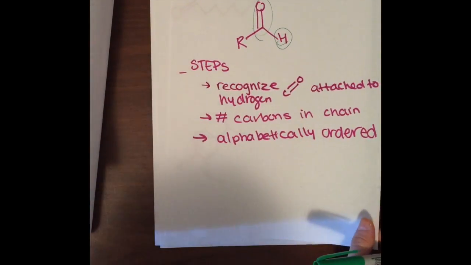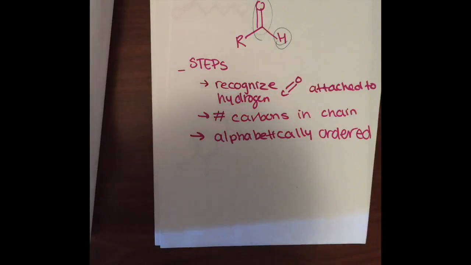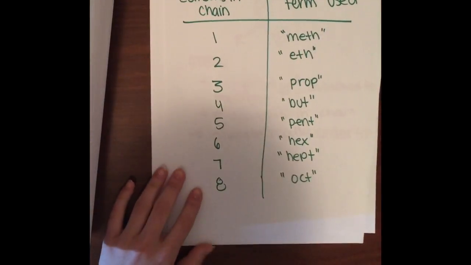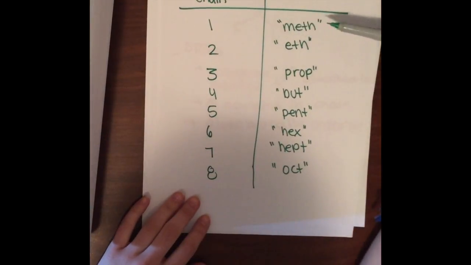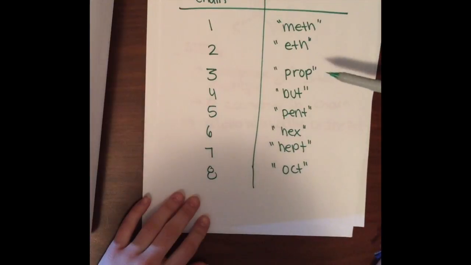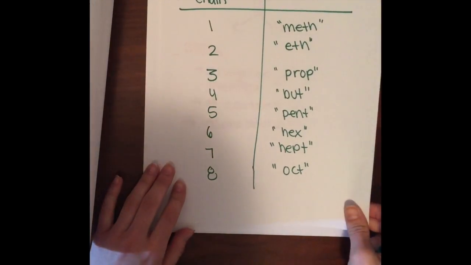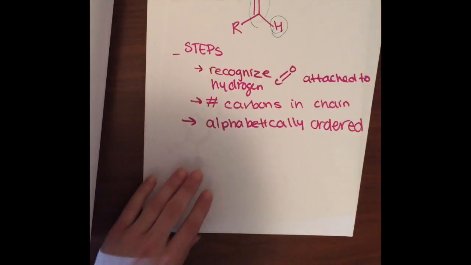So let's get right into practice problems, but first it is important that you review your carbon chain naming rules, and I have that right here for you. If there's 1 carbon, it's meth, 2 eth, 3 prop, 4 but, 5 pent, 6 hex, 7 hept, and 8 oct.